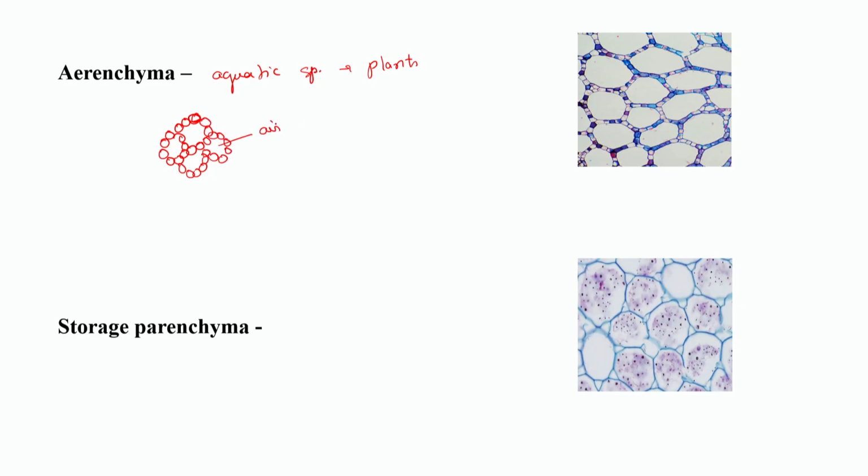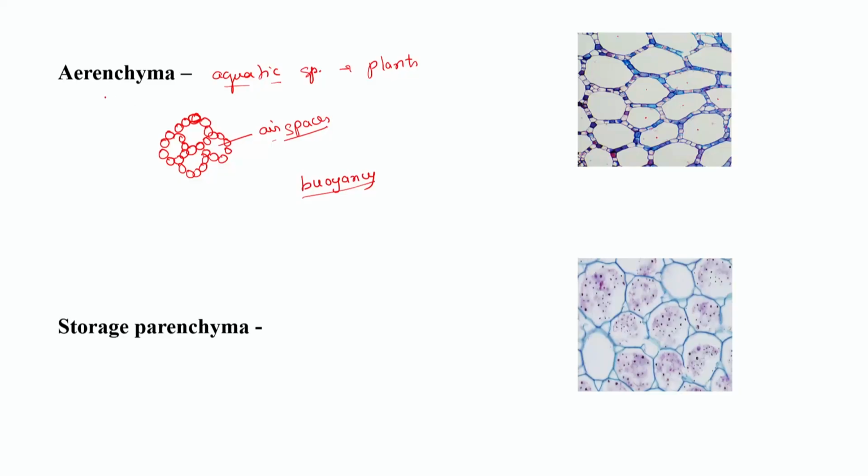So, air spaces. This is also a cross section which is showing air spaces which are formed by the arrangement of these parenchymatous tissues. These parenchymatous tissues are arranged in aquatic plants in such a way basically to provide buoyancy. That means these air spaces help the plant to float.